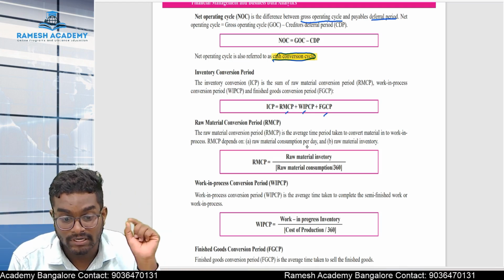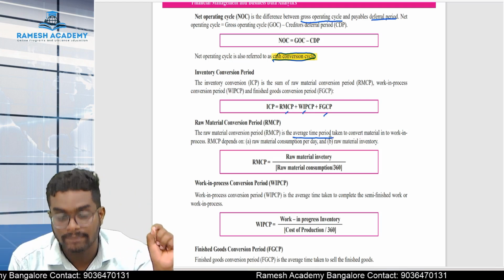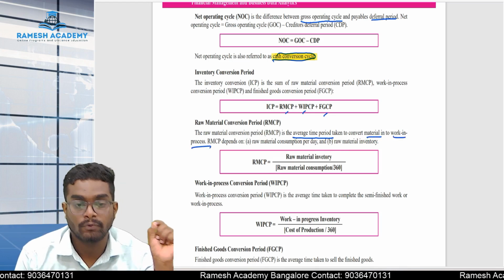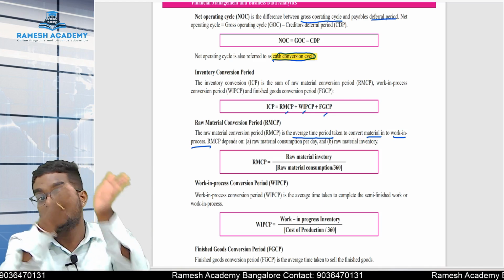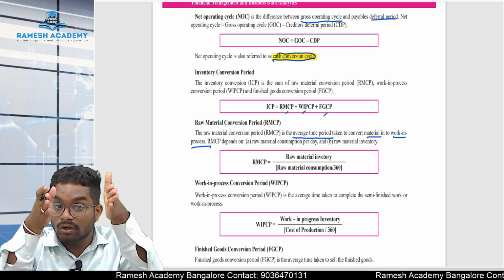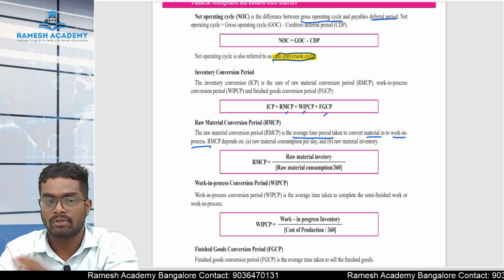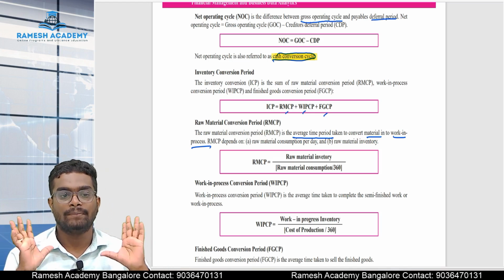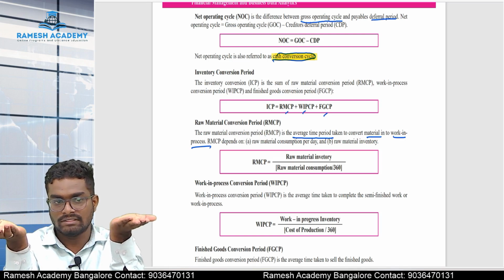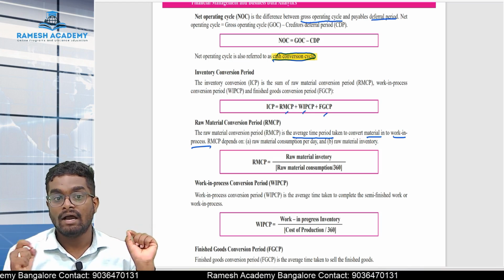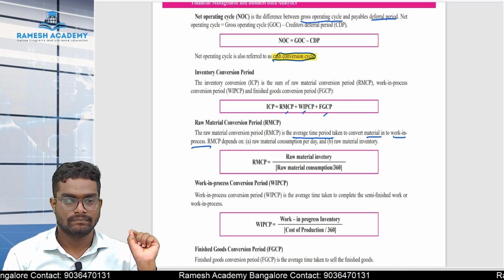See, raw material conversion period is the average time period taken to convert the materials into work in progress, which means I have the raw materials and the next step is conversion into work in progress. In how many days the raw material is converted into work in progress? That is what I have to find here. But how do I know? Simple. I have the amount of raw materials. This I have 100 units of raw materials. Per day, 10 units is consumed.